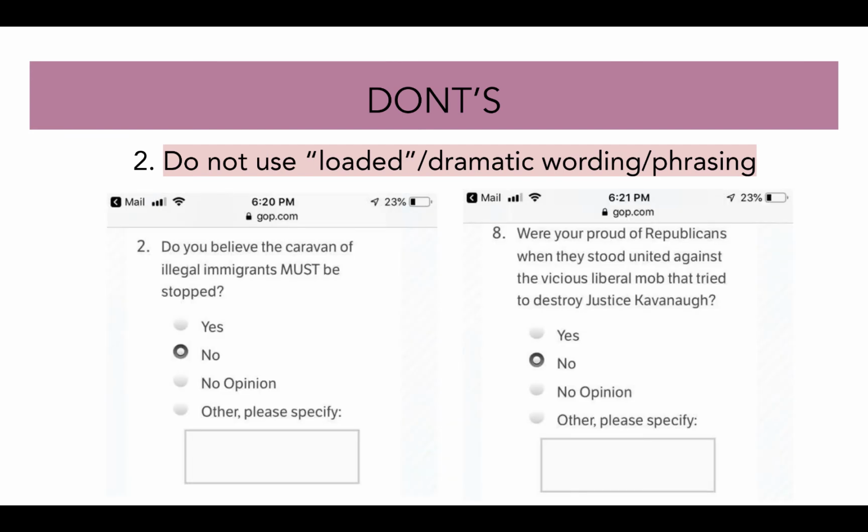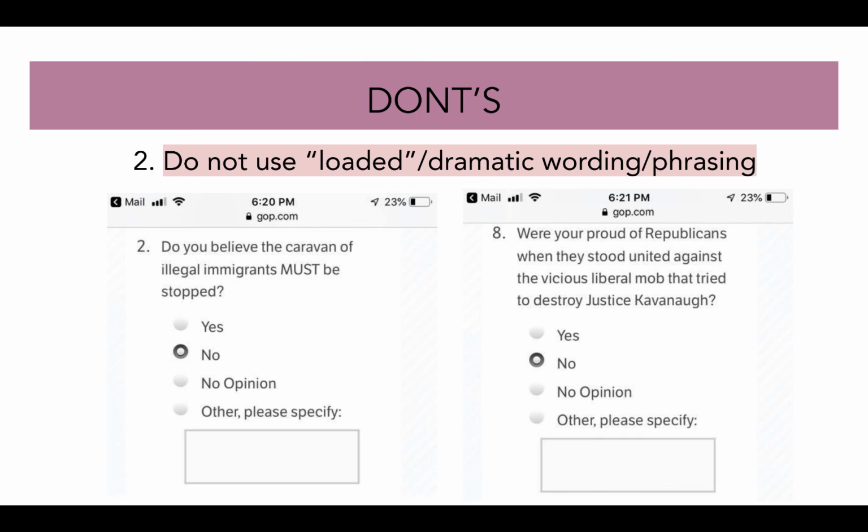And again, I have some real world examples. If you think this doesn't happen in reality, think again. I took a couple more screenshots of that same survey that I found from the GOP. And the first question here, or the second actually in the survey, was, do you believe the caravan of illegal immigrants must, in all caps, be stopped? Yes, no, no opinion, or other, please specify.